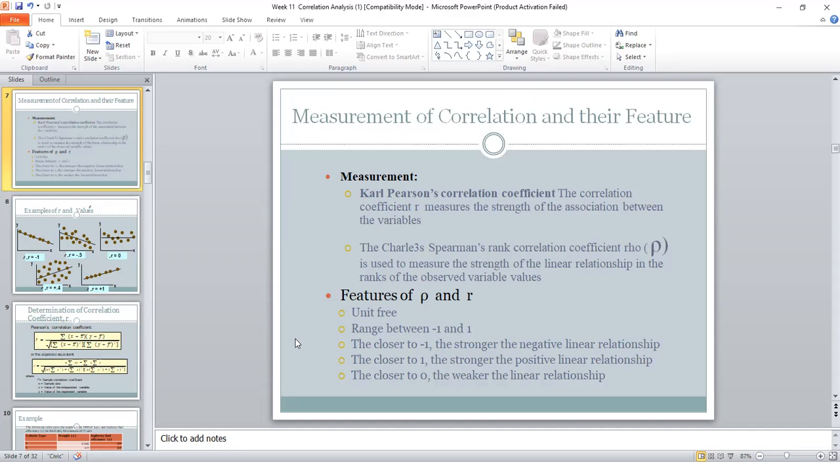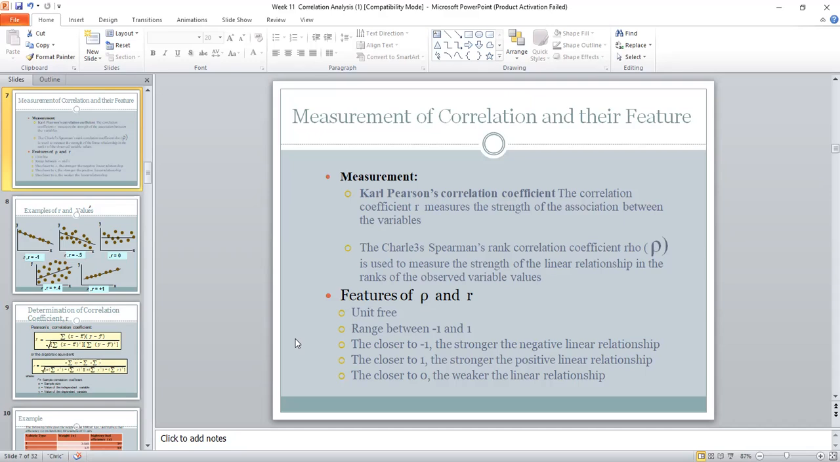Then the next one is called Charles Spearman's rank correlation coefficient, rho. That's a Greek letter rho. It is normally used when the level of measurement is ordinal. Rank is order, ordinal. So if you have data you have collected which is not ordinal, you must change it to ordinal before you use Spearman's. The current version of SPSS has both Karl Pearson's and Spearman's. The lower ones do not have.